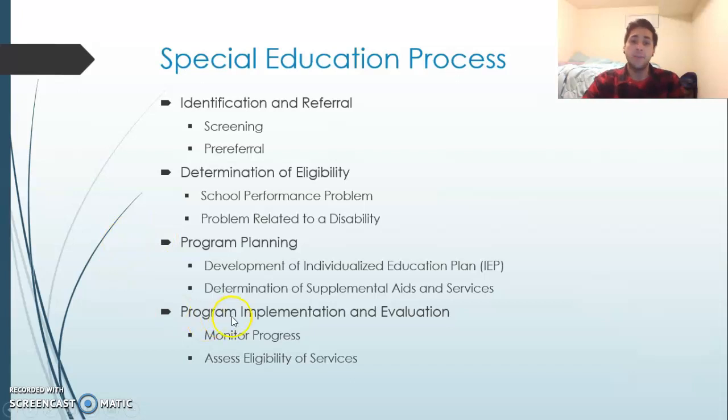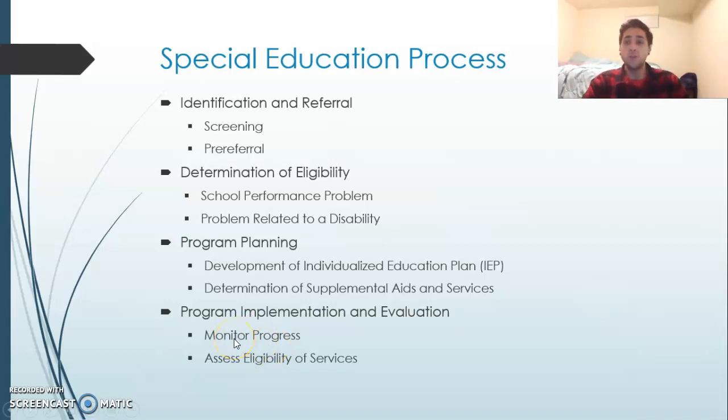The next step in this process is the program implementation and evaluation. So with this step, the program is implemented, so whatever it is that has been written in the IEP as far as services that are going to be provided, or maybe if the student is going to be pulled for core instruction for math or reading or both, all of those plans will then be put into action. A part of this implementation is also assessing that student's progress towards their annual goals.